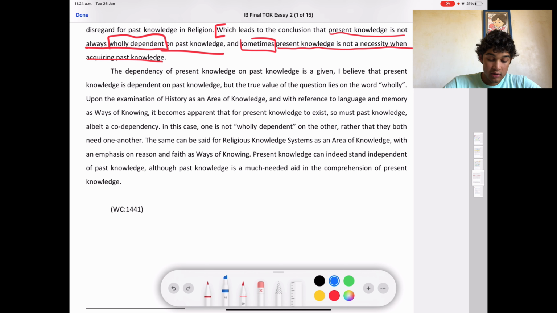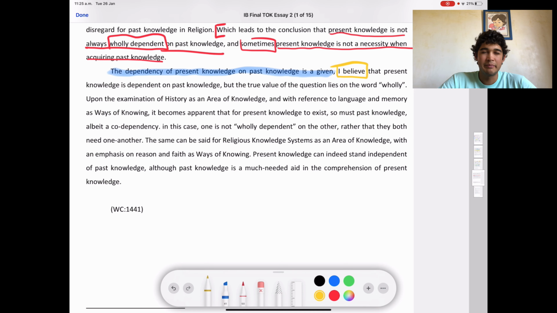And how do I do this? Well, dependency of present on past knowledge is a given. Now that's easy, that's obvious. For you to have present knowledge, you need to have past knowledge. That's basically what it's saying. Then I start with I believe, right? This is what I believe, because remember, there are thousands of people doing probably this prompt across the whole world, and you're not all going to reach the same conclusion.